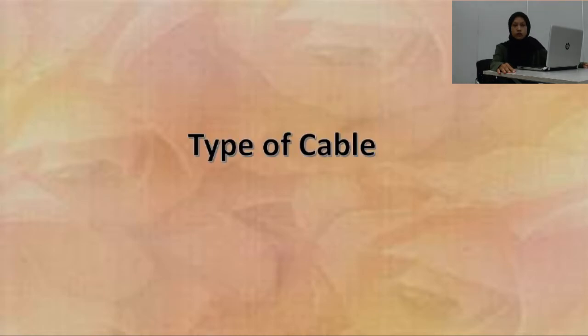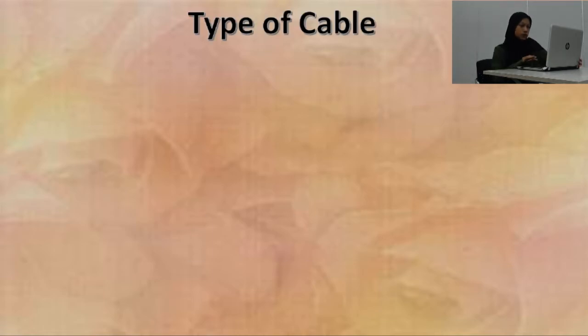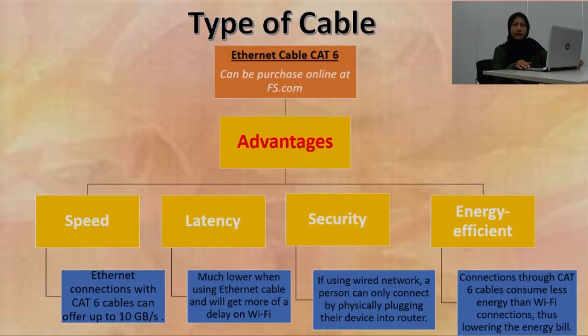So after our survey and discussion, we chose Ethernet cable Cat 6, or we can call it category 6, as our cable. It can be purchased online at fs.com. As shown below in the slideshow, we can see there are 4 advantages: speed, latency, security, and energy efficiency.